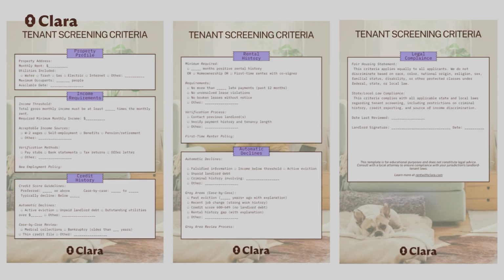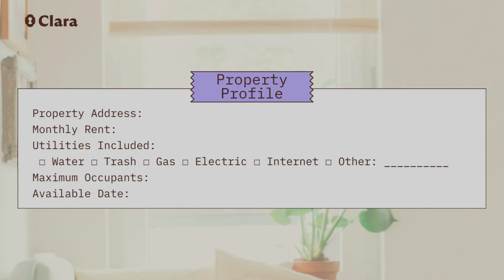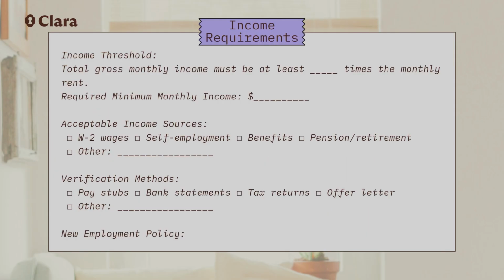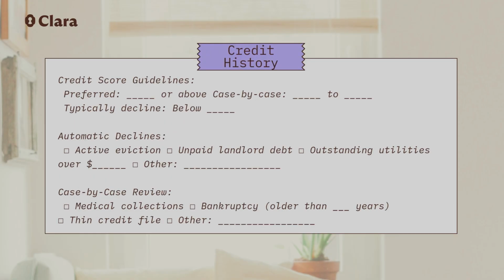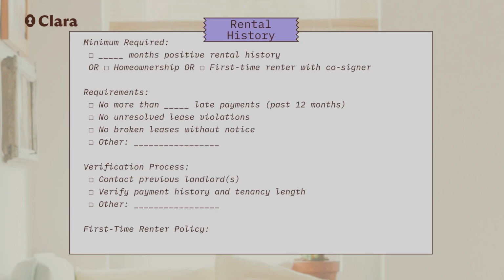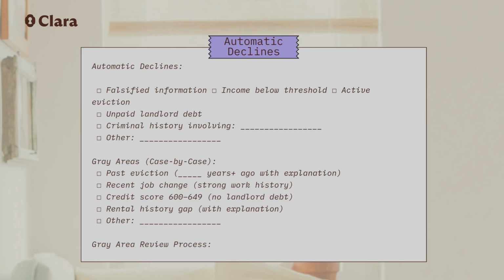All right, let's build yours. Here's the structure we're using. So you're going to have 5 sections, starting with your property profile. So basic information about the unit. Any kind of income requirements. So how are you going to evaluate affordability? Obviously credit and financial history. What are you looking for in the credit reports? Rental history. Are you going to be looking at past landlord references and their track record? And then finally, automatic denials or kind of gray areas. So clear yes or no lines and then case-by-case items.